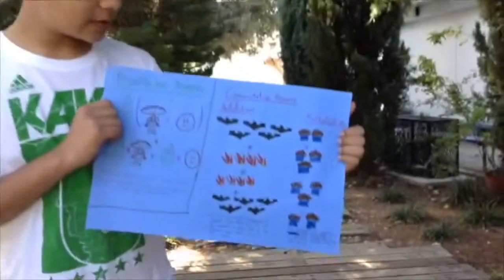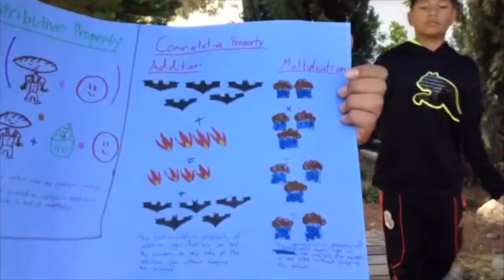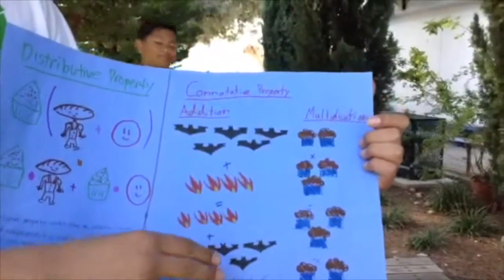The commutative property says that we can add a number by another number and change the order of the numbers without changing the answer. And the same thing is for multiplication.